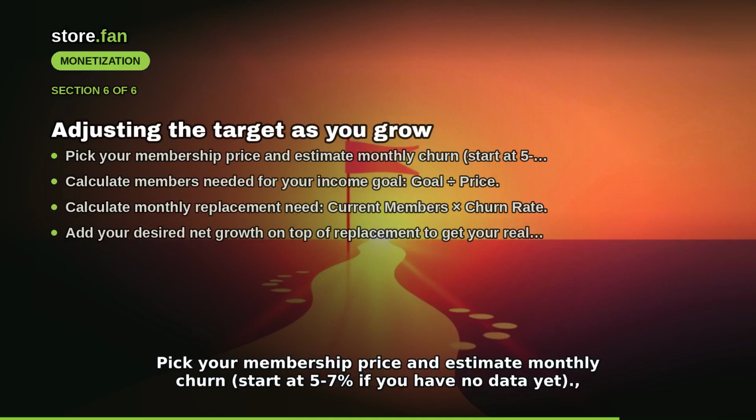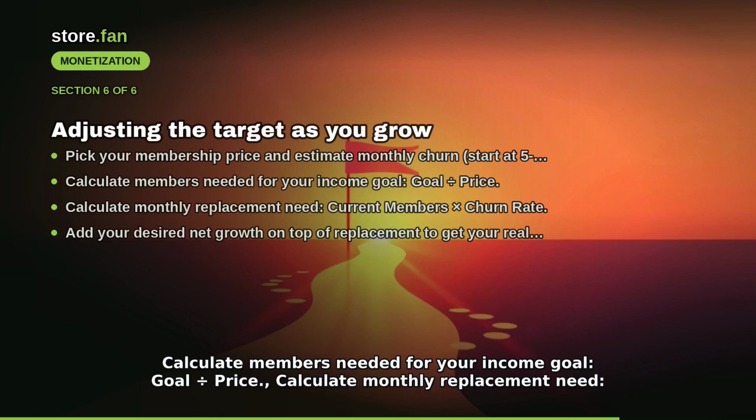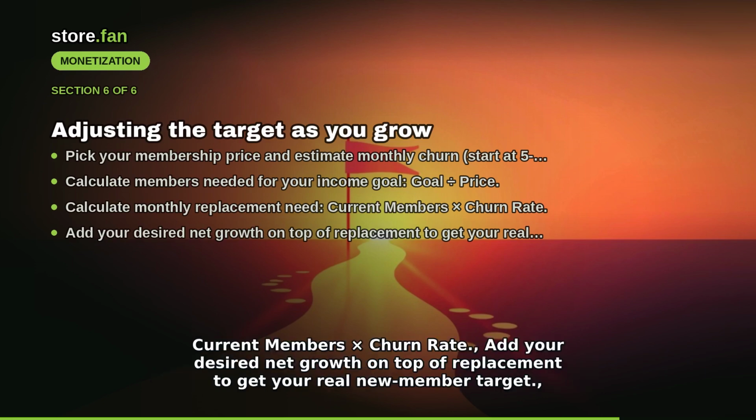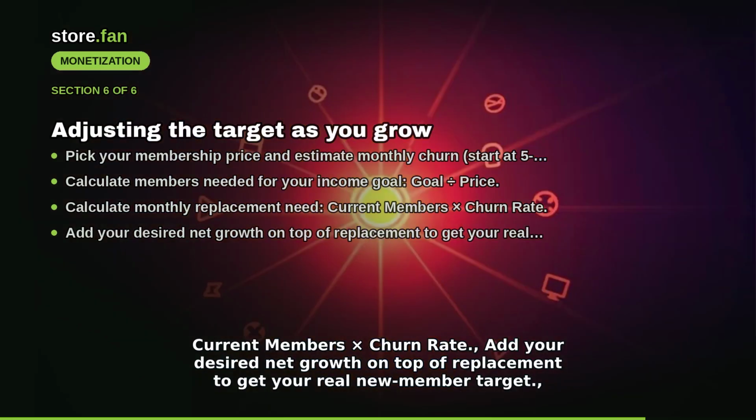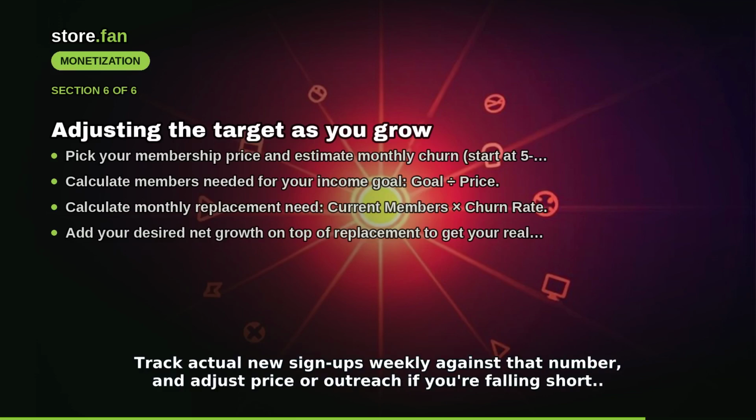Pick your membership price and estimate monthly churn. Start at 5-7% if you have no data yet. Calculate members needed for your income goal. Divide by price. Calculate monthly replacement need: current members times churn rate. Add your desired net growth on top of replacement to get your real new member target. Track actual new signups weekly against that number and adjust price or outreach if you're falling short.